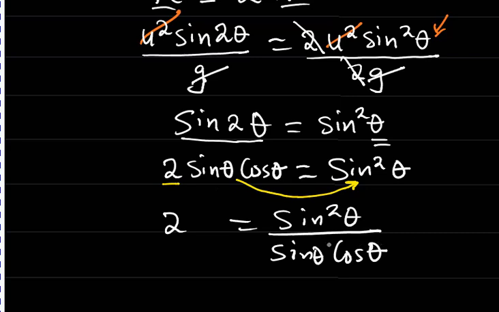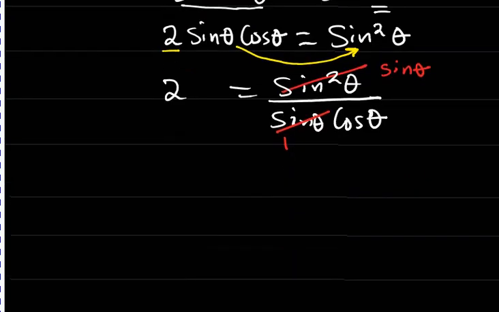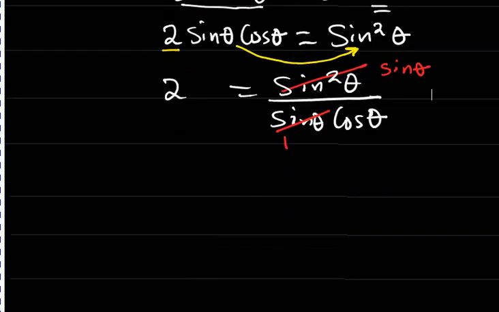So what is going on here? What is going to happen? Sine theta divides itself, giving 1, then divides sine squared theta. I'm just left with sine theta. So invariably, on one side of the equation I'm left with sine theta over cos theta, which is equal to 2.